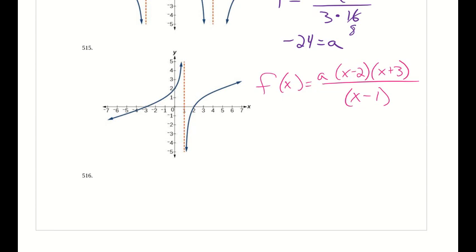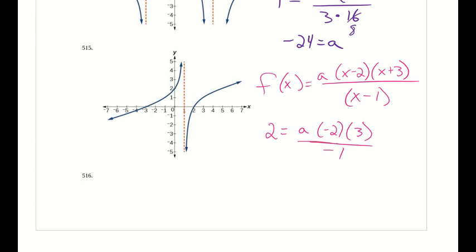If we multiplied this out, this would give us an x squared in the numerator, so that means that we have an oblique asymptote. So we want to substitute 0 in for x, so we should have our y-intercept of 2. So we have a times -2 times 3 divided by -1.